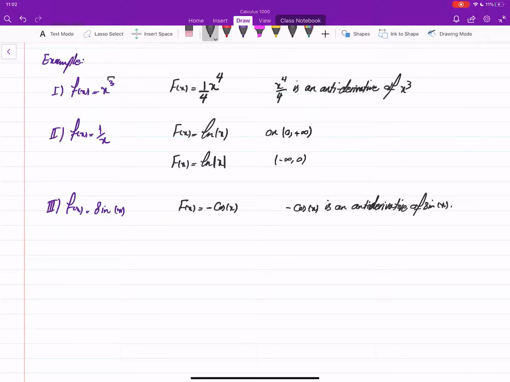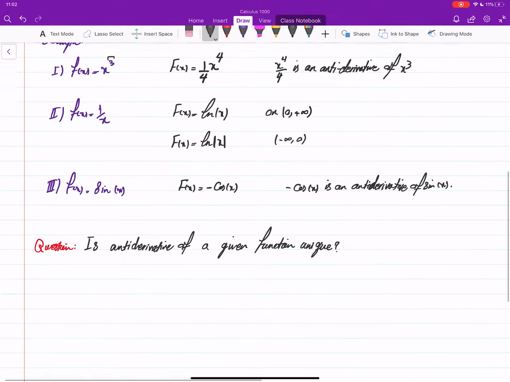Now, there is a question here: is the antiderivative unique? So if I give you a function, is there only one antiderivative for that function or more than one? Is the antiderivative of a given function unique? So is there more than one or just exactly one?